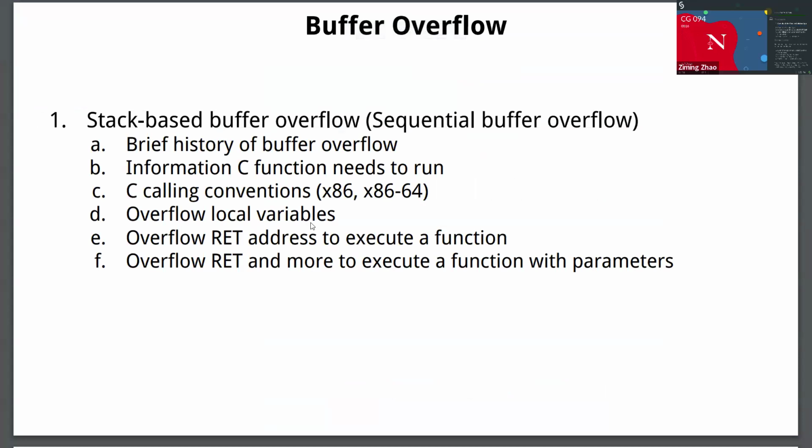So our very first attack is called stack-based buffer overflow. It's also called the sequential buffer overflow because we are sequentially overriding something by exploiting some vulnerable C library functions. So we will talk about the brief history of buffer overflow, the information a C function needs to run, different C calling conventions on 32-bit and also 64-bit versions. And then we talk about how to overflow local variables. So that is what we're going to talk about today.